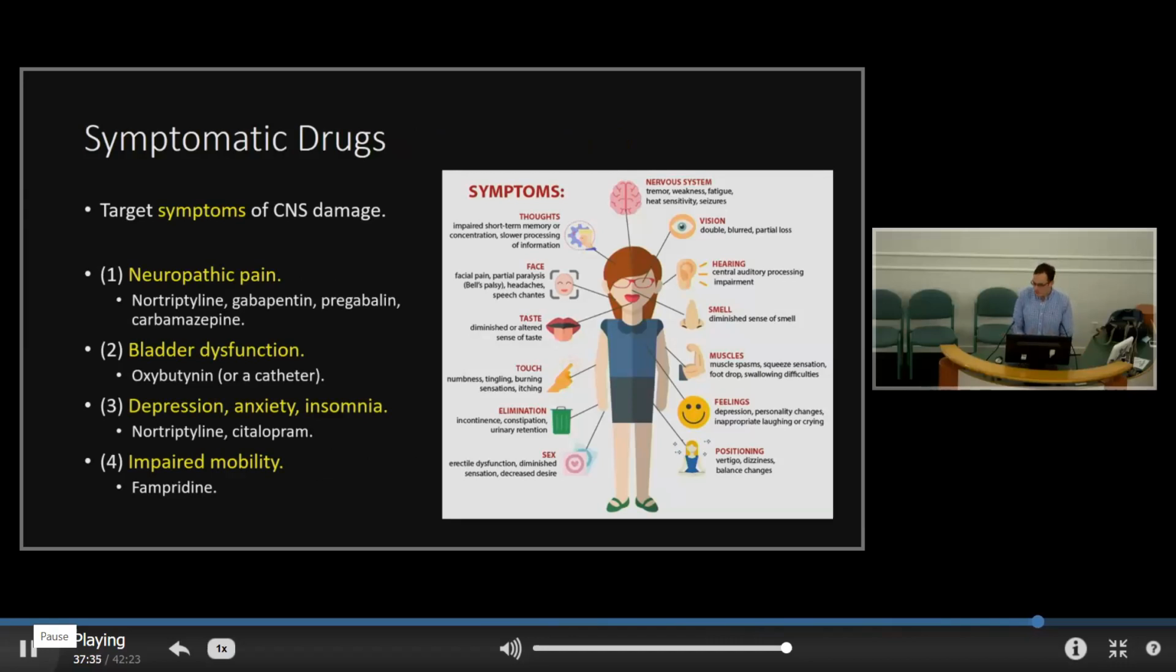Bladder dysfunction is very common, so oxybutynin. Some people with more severe bladder dysfunction will actually need to self-catheterize. And that's not a drug, of course, but it's an option that doesn't affect the immune system. People can get mood disorders and sleep disorders, so you should try and treat those symptomatically. And there's a drug called famotidine that can have an improvement of mobility, so that can be useful in someone who's got impaired mobility in MS.